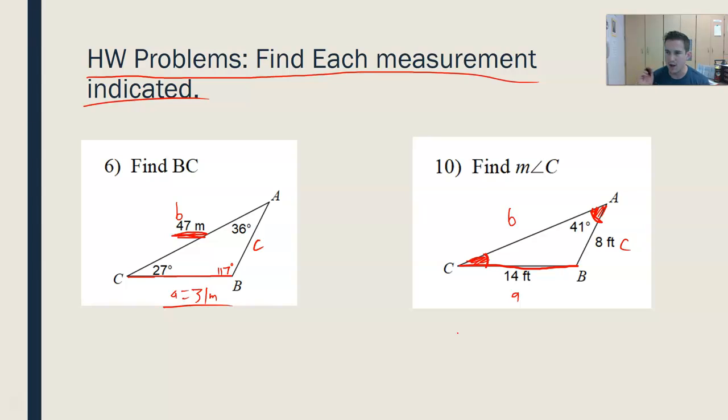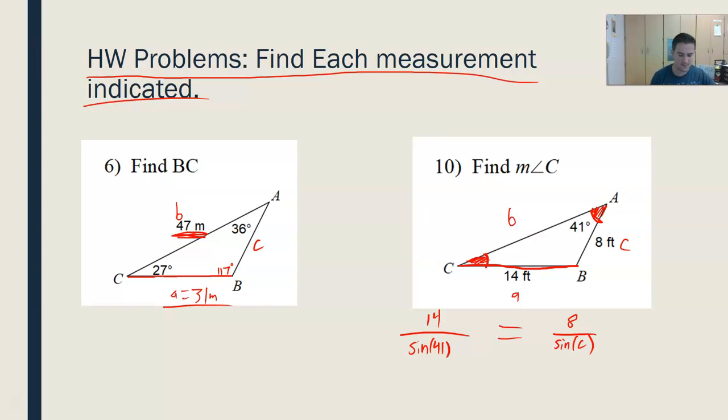So let me write my law of sines relationship. A over the sine of A, or 14 over the sine of 41, is equal to B over the sine of B, which is equal to C, or 8, over the sine of C. Well, I'm not worried about B or angle B. I'm not trying to find those right now, so I can ignore that part of the equation. So here's my equation. 14 over the sine of 41 is equal to 8 over the sine of C.